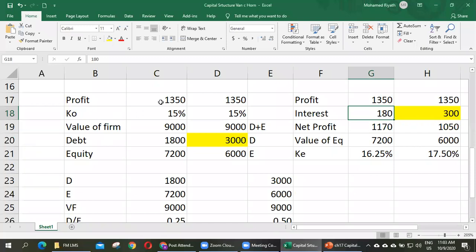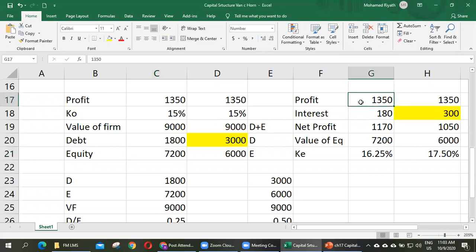Here the profit is given as 1,350 and overall cost of capital is 15%. Value of the firm is taken as 9,000. How do we get it? Profit divided by overall cost of capital equals 9,000, and the value of the debt is 1,800. Therefore, the balance, 9,000 minus debt, equals 7,200. It is equal to equity. From this, we will calculate the cost of equity, Ke.